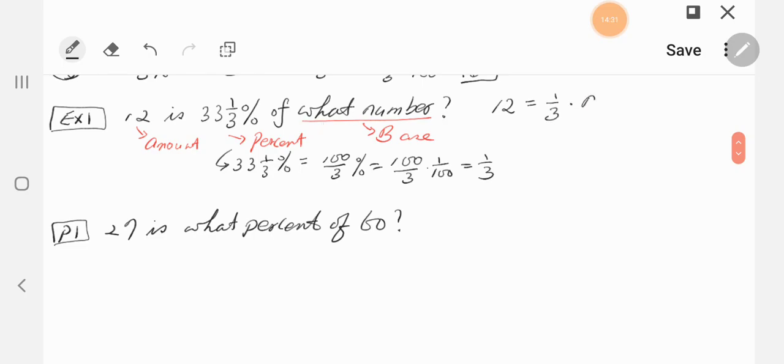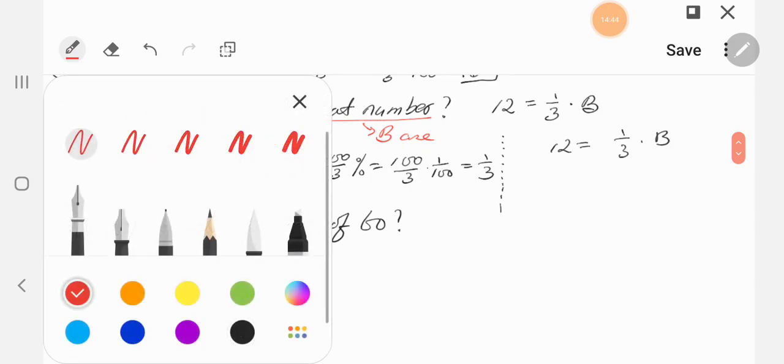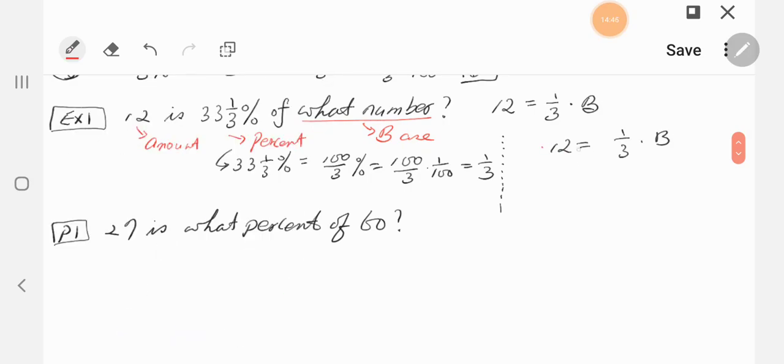The base is B. Then let's find the B. So how do we find the B? Okay, get rid of 1/3 from the right side. How do you get rid of 1/3? Okay, multiply the reciprocal. Multiply each side of the equation by the reciprocal.